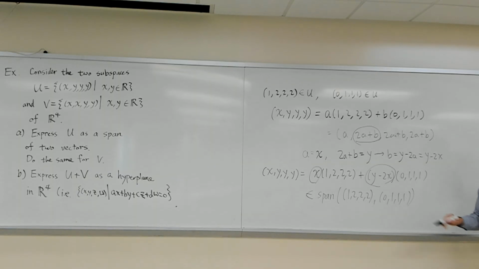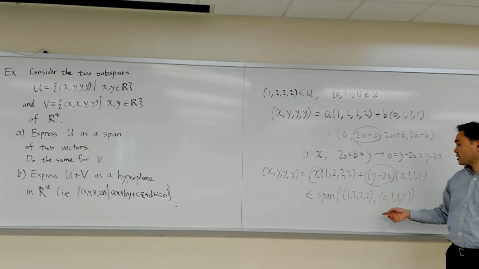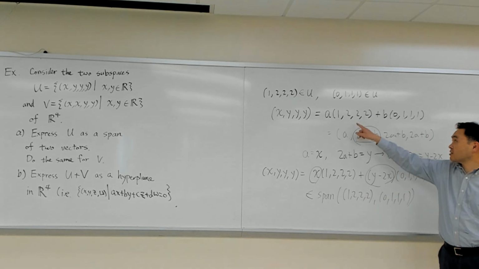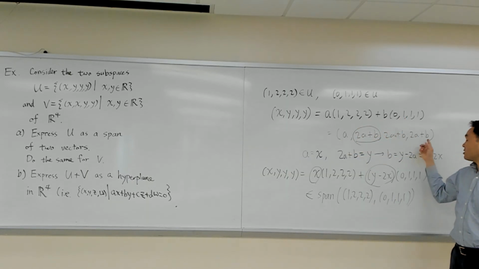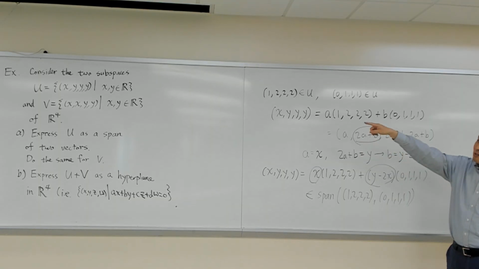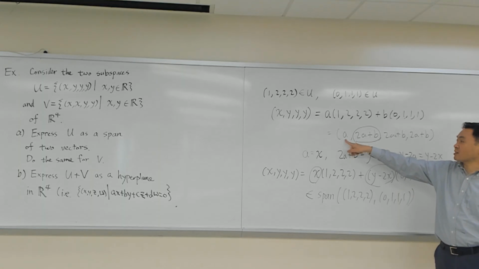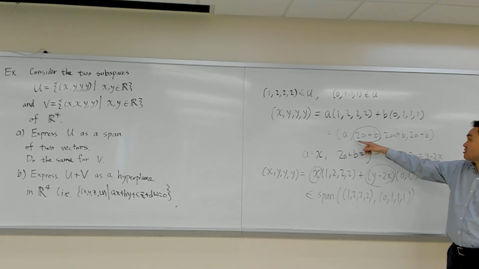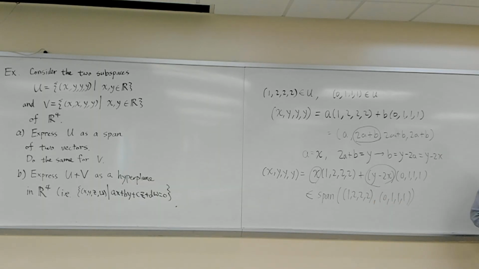Now, furthermore, I want to show that this is the same as U, so you actually have to show the other inclusion as well. You have to show that if you take anything that's a linear combination of these two, and you write it like this, you have to show that it is in there. But that's kind of obvious: if you set x as a and y as 2a plus b, then this is obviously in U. So you have to write the other inclusion. So that's one possible answer.